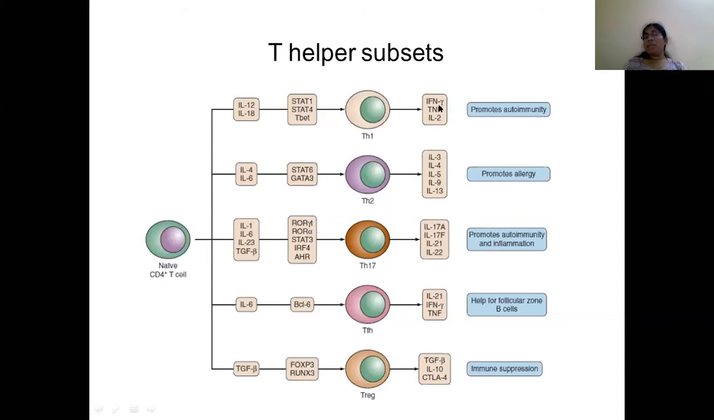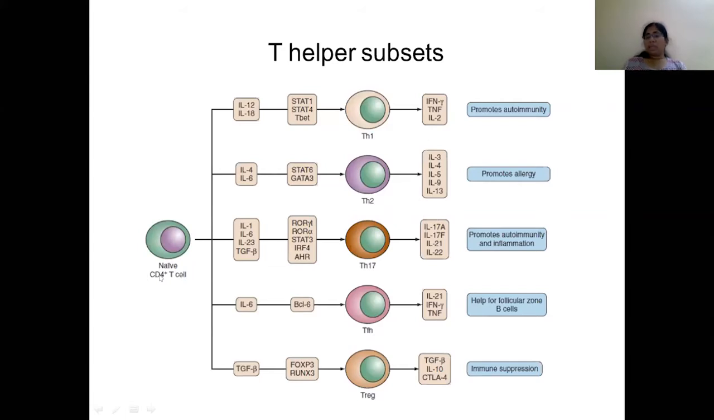Now, the signature cytokines produced by Th1 cells, which ultimately lead on to autoimmunity, are interferon gamma, TNF, and interleukin 2. In the presence of interleukin 4 and interleukin 6, the naive T cell gets differentiated into Th2 cell, which promotes allergy, and it has an antiparasitic action because of these cytokines which are released.